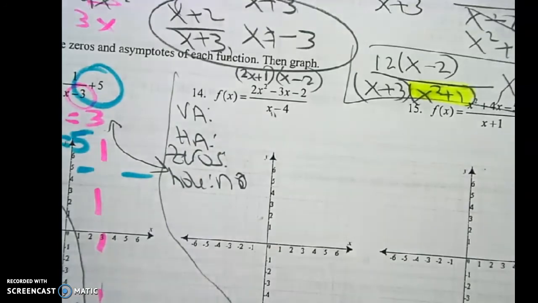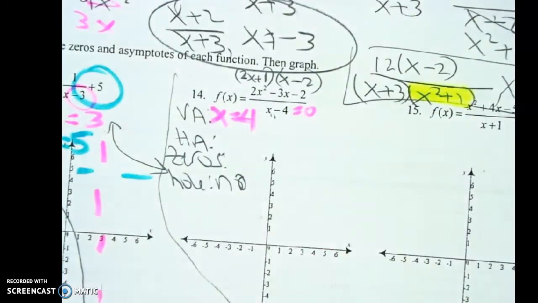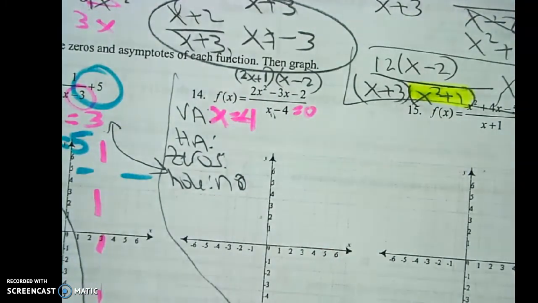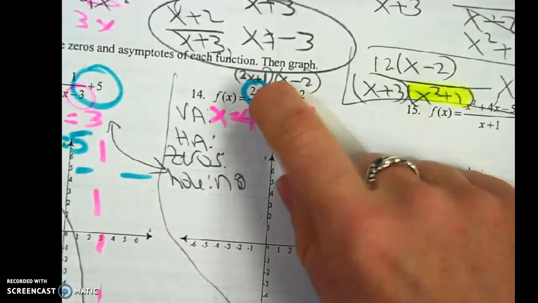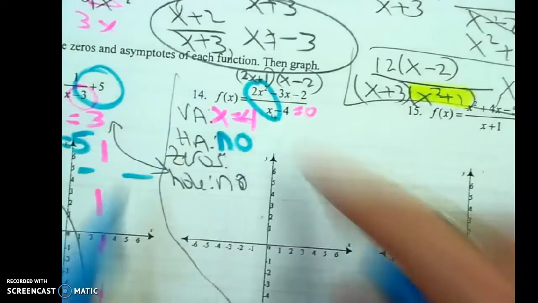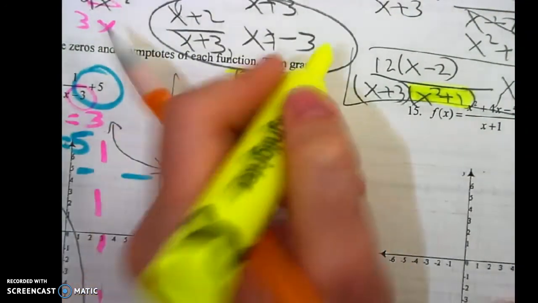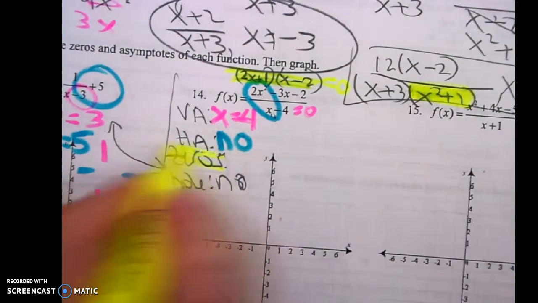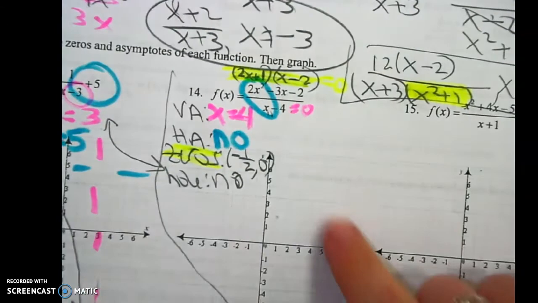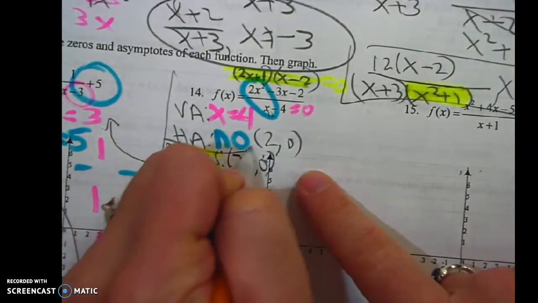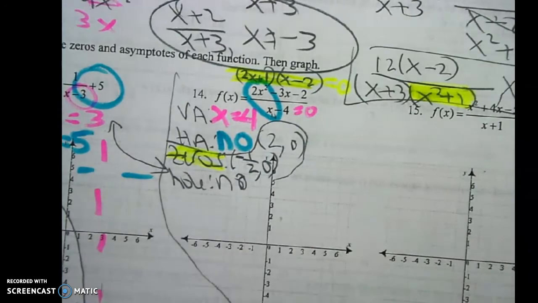Your VA is based on the denominator, so you set that equal to 0, x equals 4. Now remember the rule for your HA. Your HA is based on the leading coefficients. Because the degree of this is greater than the degree of this, there is no HA. And then your zeros are based on the numerator, because you set that equal to 0. So that means your zeros are negative 1/2, comma 0, and 2, comma 0. So those are your zeros. Then I'm going to graph this at x equals 4 vertical asymptote.